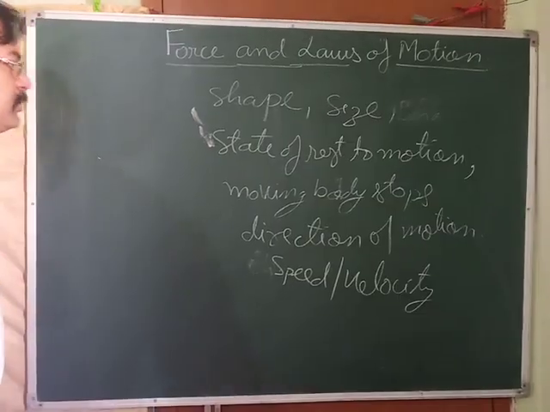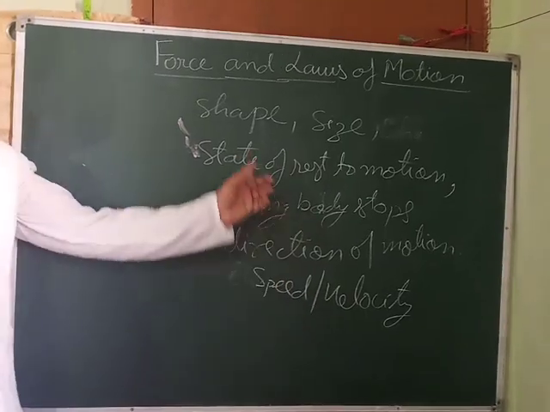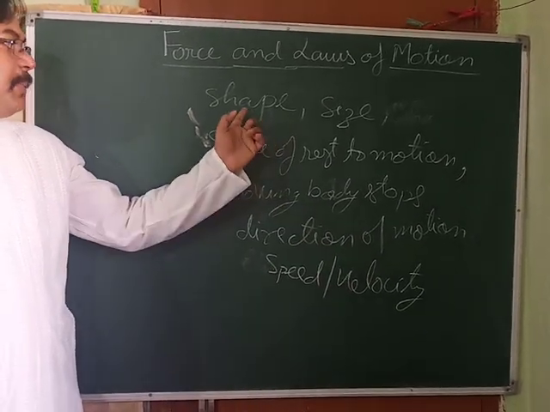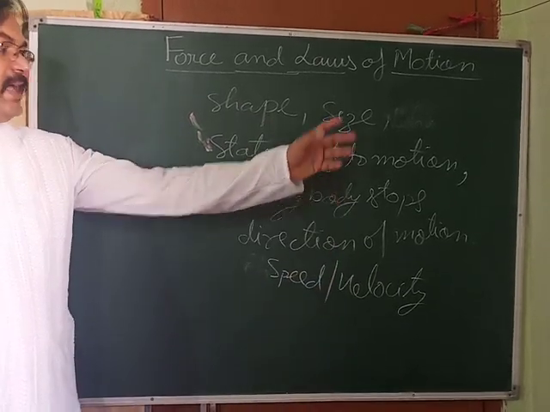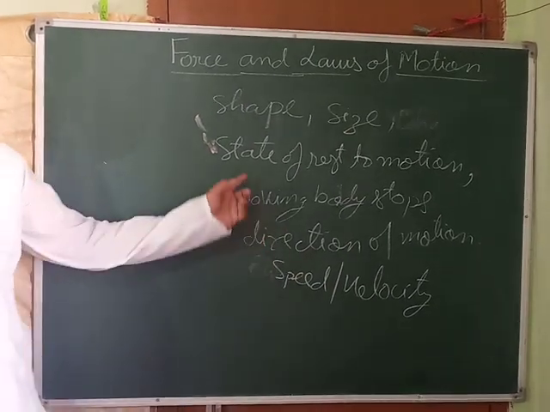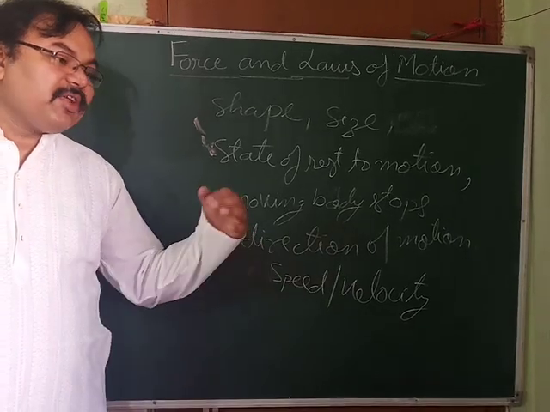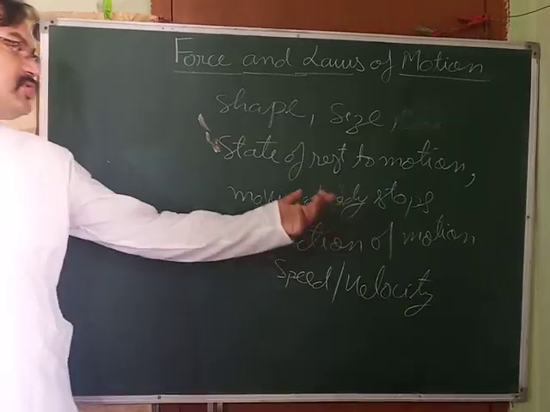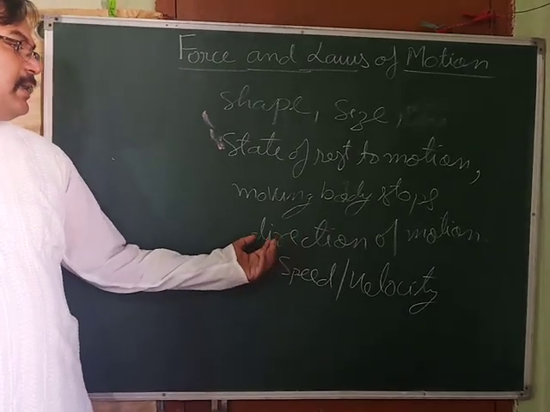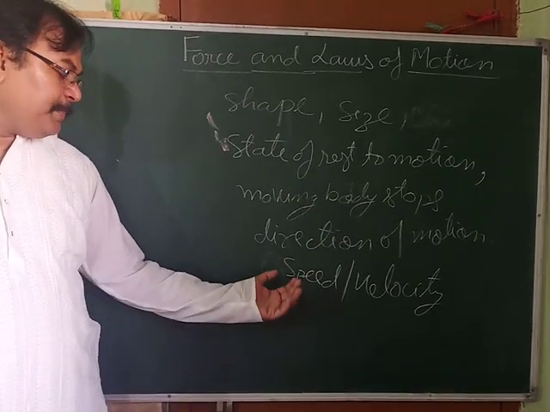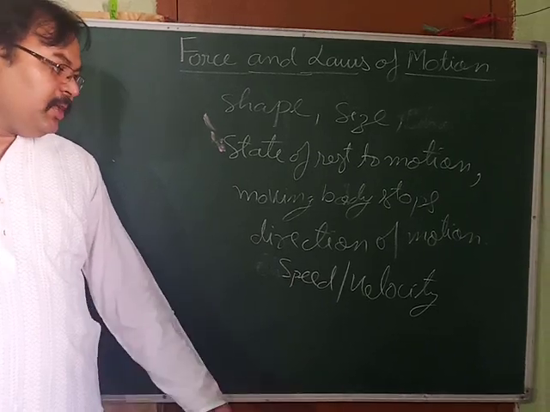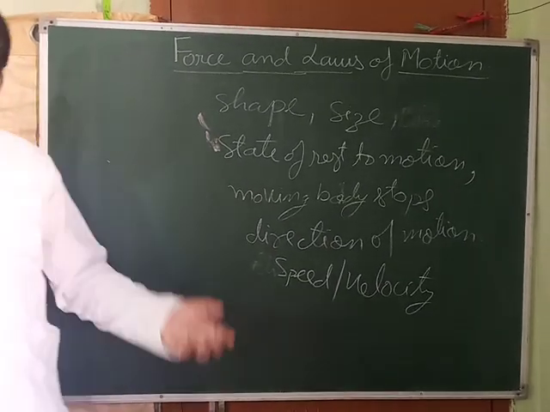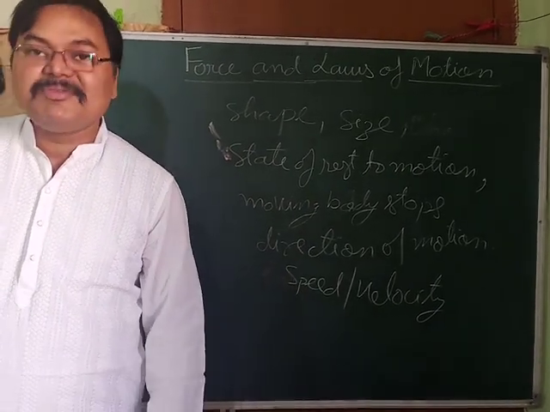So what changes have we observed? We have observed that when we apply force, what happens? Shape may be changed, size may be changed. A body can come from state of rest to motion, or a moving body may stop. Direction of motion of a body may change. It may change the speed or velocity of a body. So these are the changes which force is capable of. That's what we have seen.